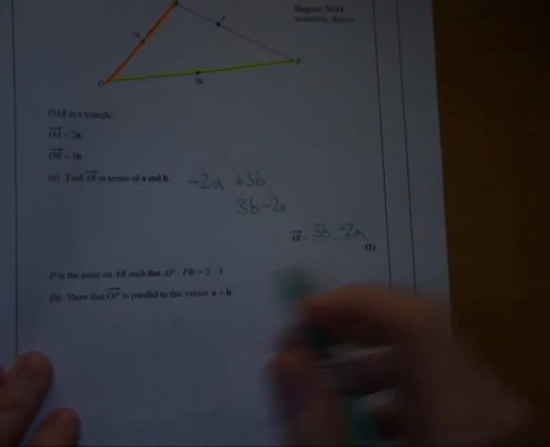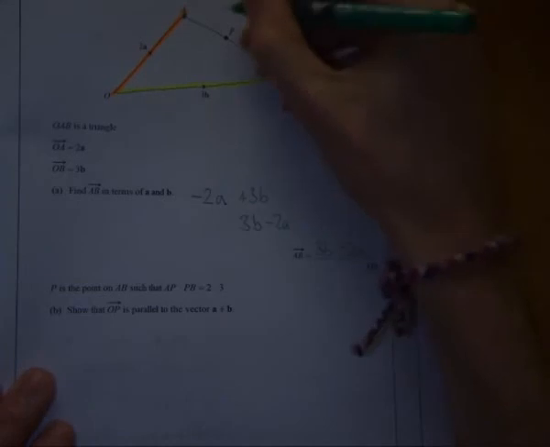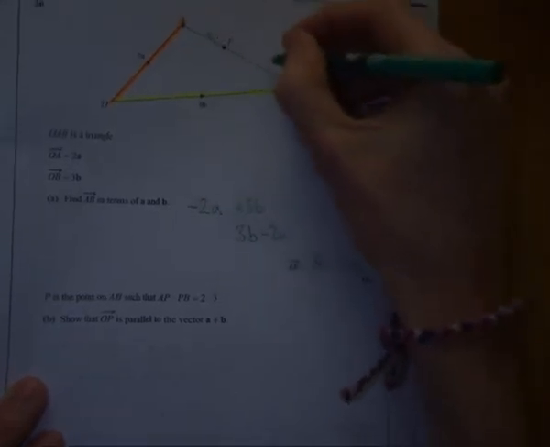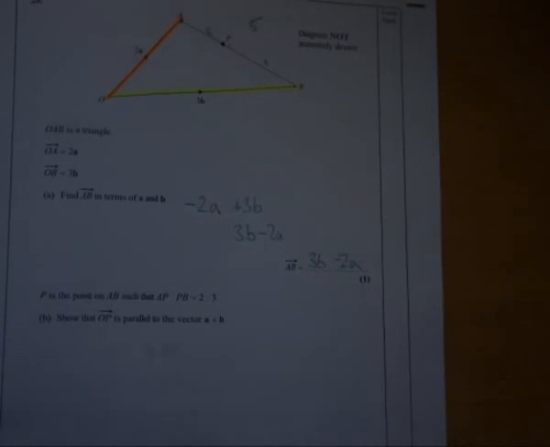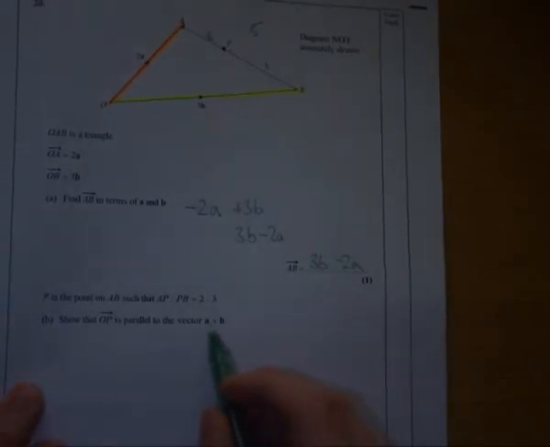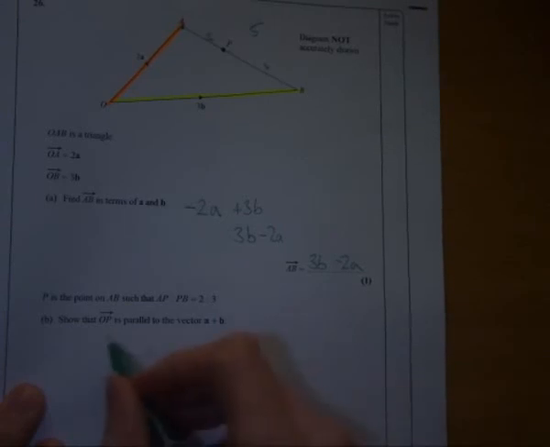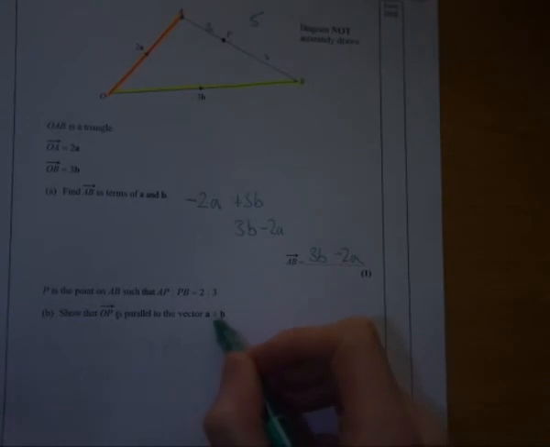Right, P is a point on AB such that AP to PB is 2 to 3. Right, usual stuff. That's 2 units, that's 3 units, so a total of 5. So it's 2/5 of the way along. Show that O to P is parallel to the vector A plus B. Let's not get too ahead of ourselves. Let's just work out what O to P is first of all. Then we'll worry about showing it's parallel or otherwise.